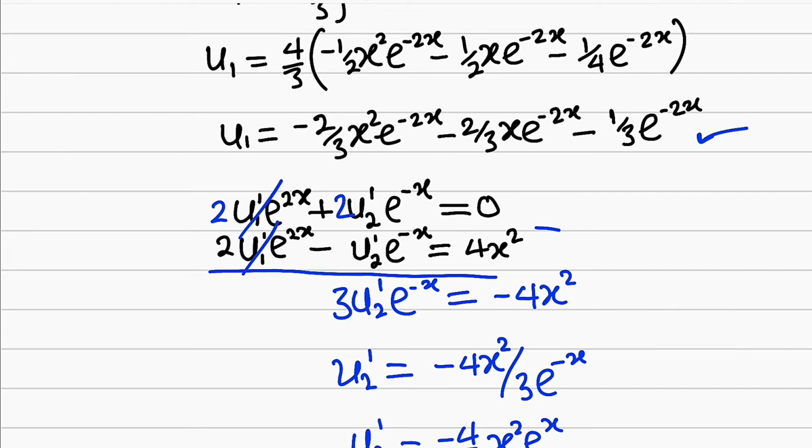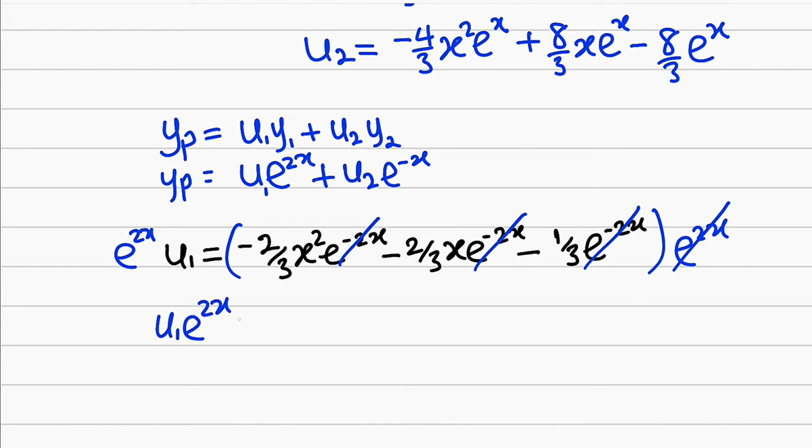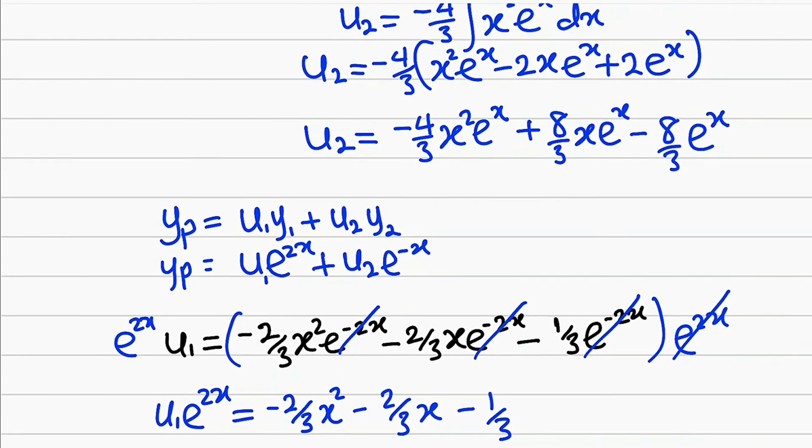So let me copy that. So by multiplying this by e to the 2x, we have to equally multiply this by e to the 2x, such that all of this e to the negative 2x will cancel. We have u1 e to the 2x equal to negative 2 over 3 x squared minus 2 over 3 x minus 1 over 3. All right, then the next one is this u2.